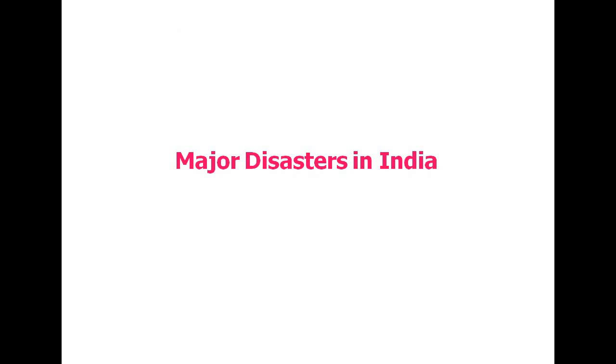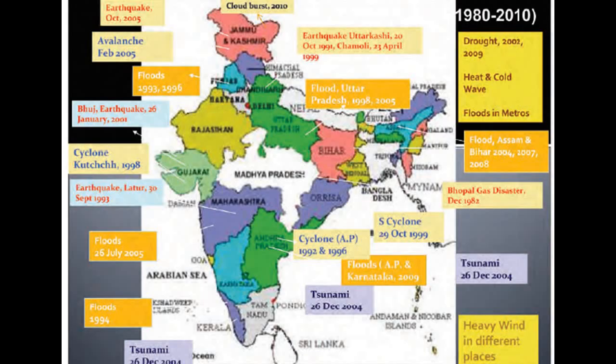So when we see the disaster profile of India, India is a country that is a land of unity in diversity. There are many states, and this map tells you about the diverse nature of the landscape of India. There are forests, rangelands, deserts, and different landscapes. So each and every state is frequented by different disasters.